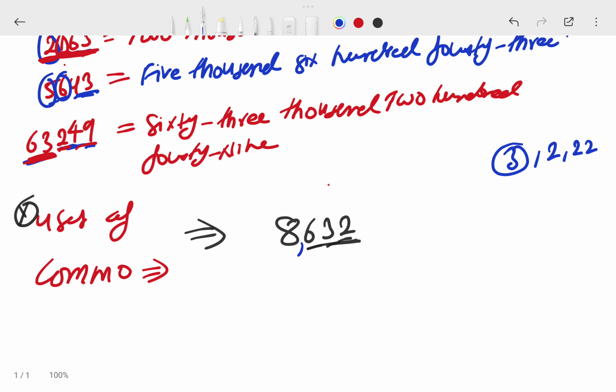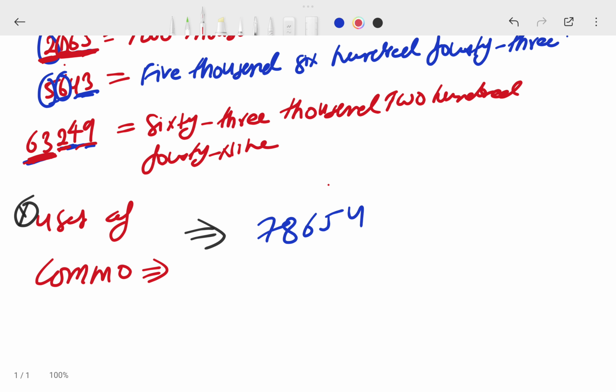2 only. In the Indian number system, we always start putting commas like this. This is given as 7, 8, 6, 5, 4. So how will we put commas in the Indian number system? First 3 digits, count 1, 2, 3. After 3 digits, put 1 comma. After 2 digits, we have to put a comma. After 2 digits, so this is 1, 2. So you will put it like that here. In the last we will never put a comma. So we are not going to put one here.